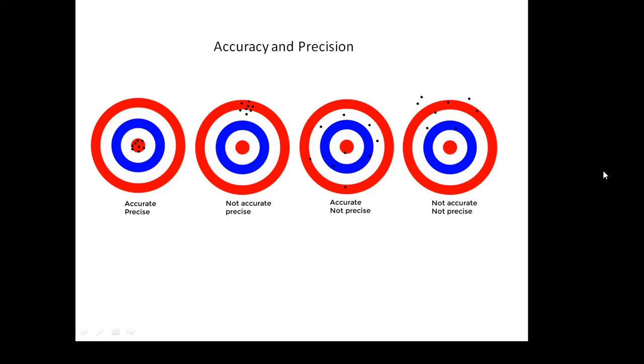The third one is actually accurate, because if you took an average of all of those readings, you'd end up with something which was pretty close to the middle. So that's accurate but not precise. And the last one is obviously rubbish. It's not accurate and it's not precise. The readings are very far apart, and if you took an average, that wouldn't be anywhere near the center of the bullseye.